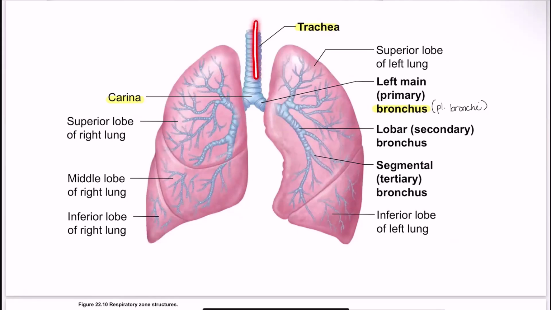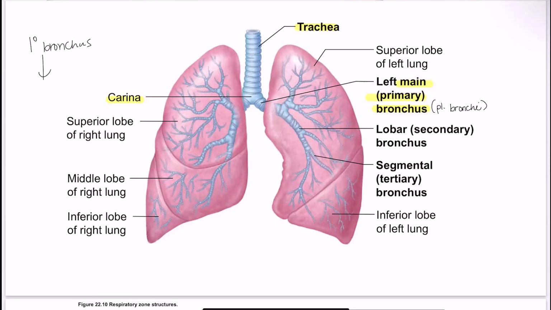So air passes into the trachea and then it enters the primary or main bronchus. And then each of the lungs have their own, right? So we have a primary bronchus on the left, and we'd also have a primary bronchus on the right. You get one of those per lung. So one primary bronchus per lung.